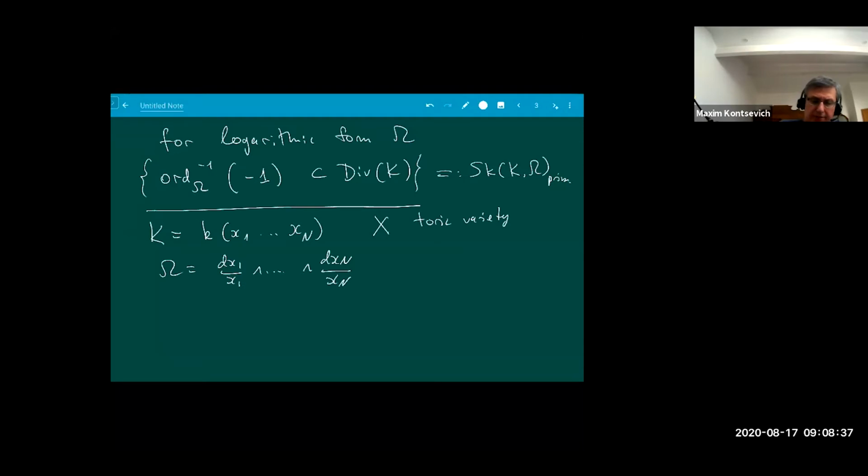X could be any toric variety, and if you have a toric variety, then on all toric divisors this form will have a pole of order 1, but then one should go to all possible limits. For example, one can even consider n equal 2. Let's say X will be P2, and you get 3 divisors where you have poles of order 1.